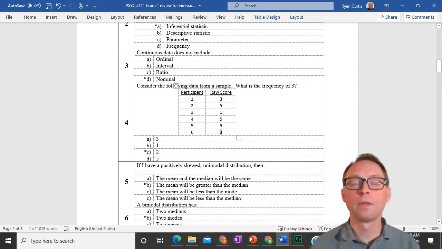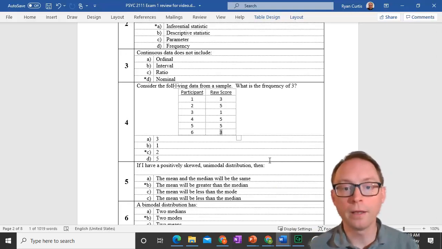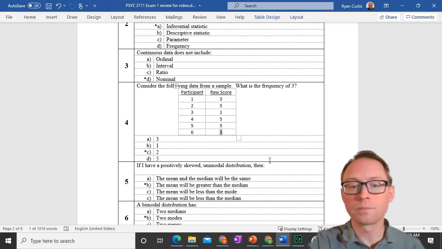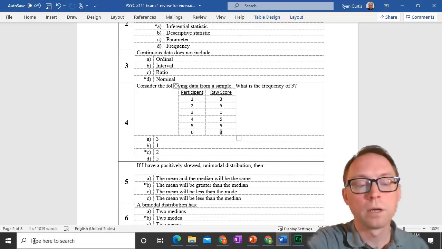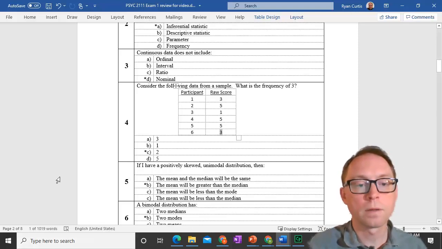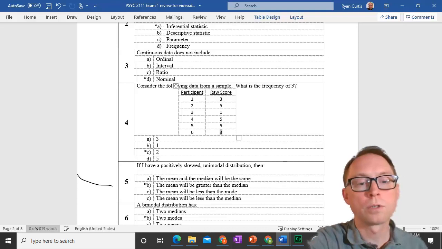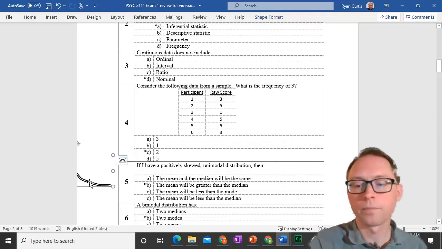Question 5. If I have a positively skewed and unimodal distribution, then the mean is going to be greater than the median. So this is this kind of a situation. If we have a distribution, so let's see if I can get this to work. Here we go. So we're going to have a positively skewed distribution. That means that there's going to be a few scores. What just happened there? Oh, it was off the margin, that's why. Okay, let me delete that and try again.